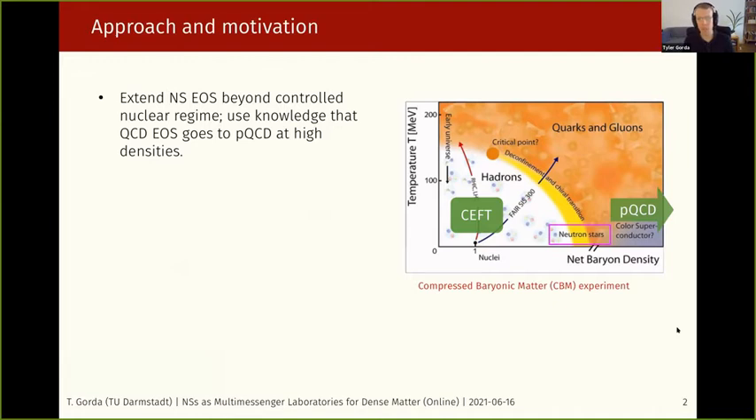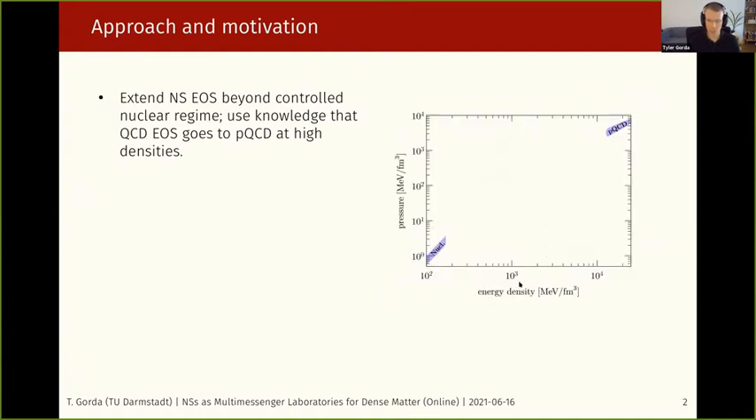I'm interested, like many people, in extending the neutron star equation of state beyond the low density nuclear regime where we have good chiral effective field theory calculations to higher densities where neutron stars live. But I'm also interested in folding in knowledge about the fact that the equation of state of ultra dense matter goes over to the perturbative QCD equation of state at very high densities. So in terms of the pressure and energy density plane, there's a region where we have good controlled first principles calculations at low densities, and also a region at high densities where we have similar control.